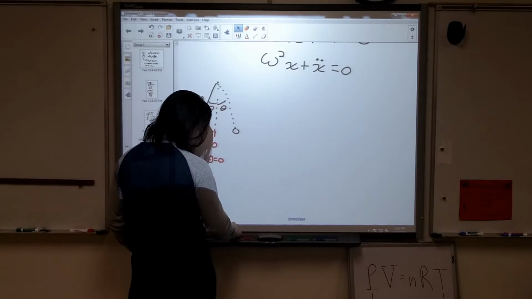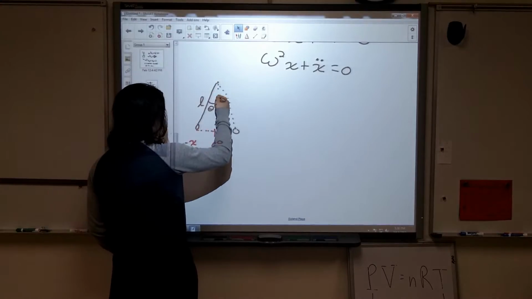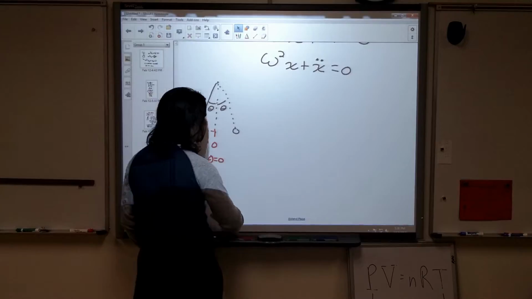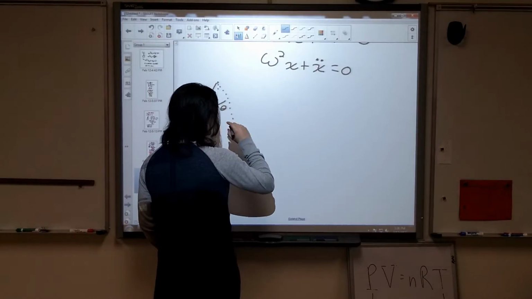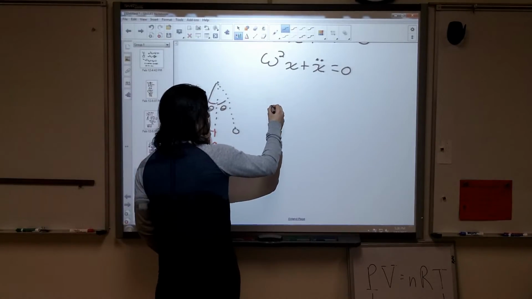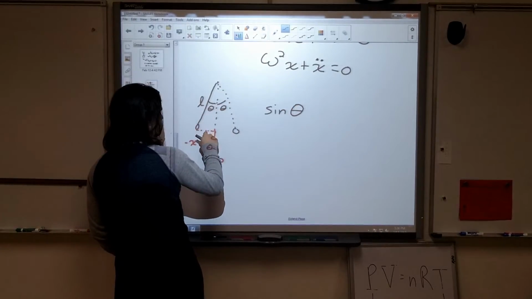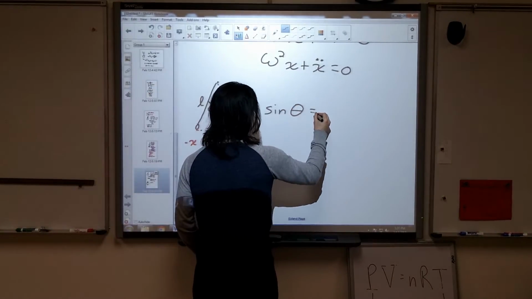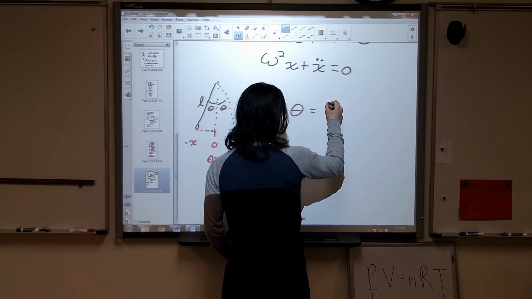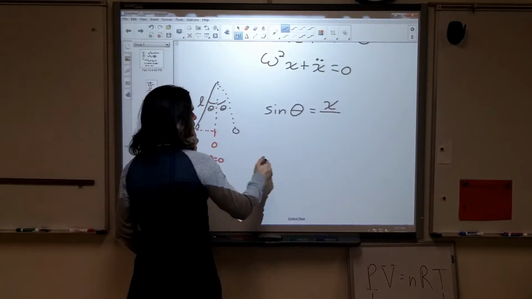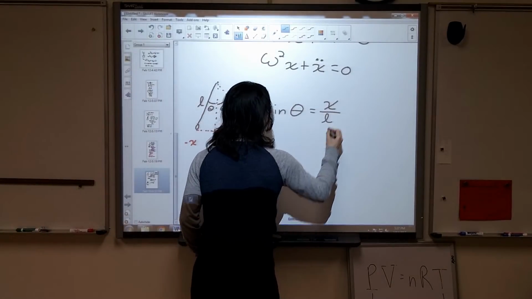We've got a triangle where we've got an x and a y, and if I set this up, my hypotenuse being L, I'm going to get the following. With this being the opposite side, we have sine of theta. Sine theta equals opposite over hypotenuse, is going to be equal to x, our x position, divided by L.